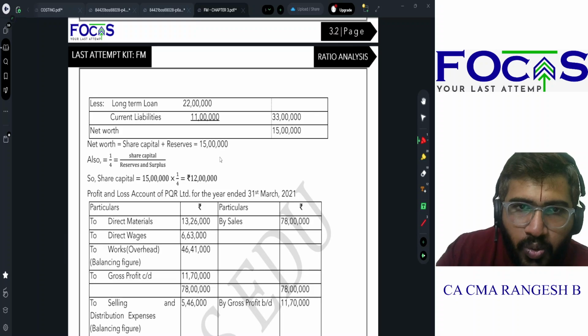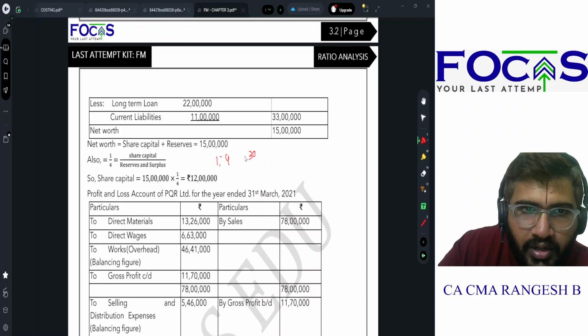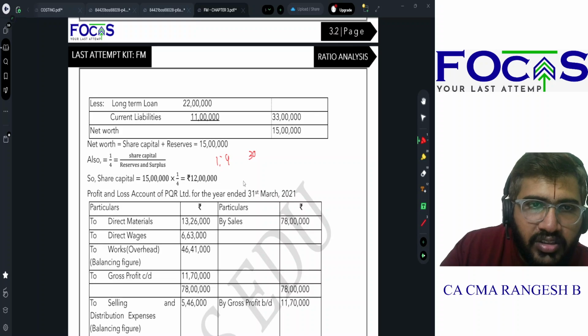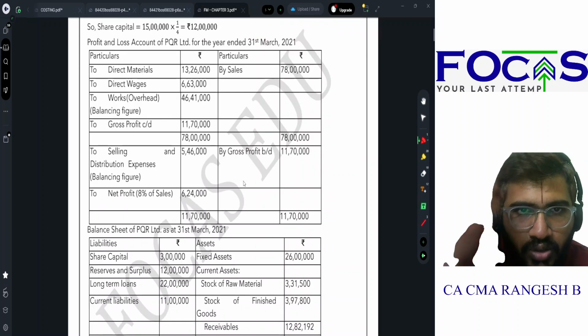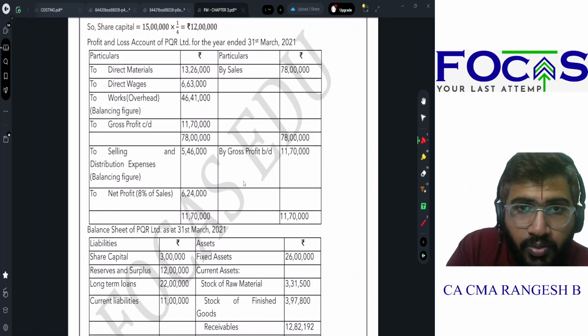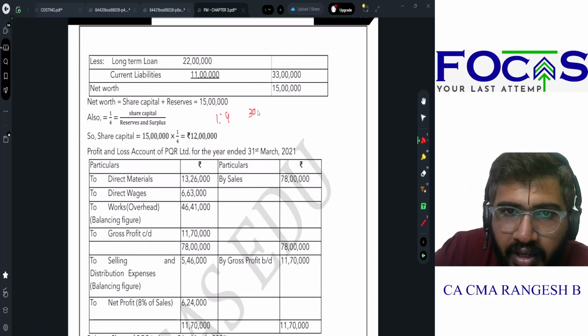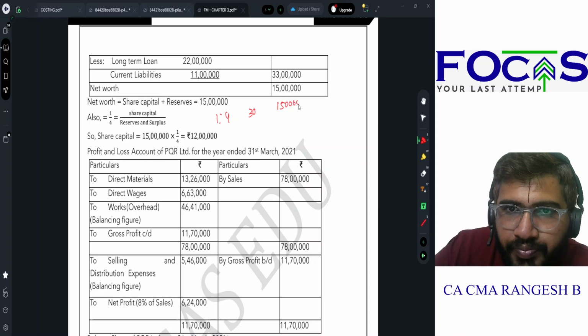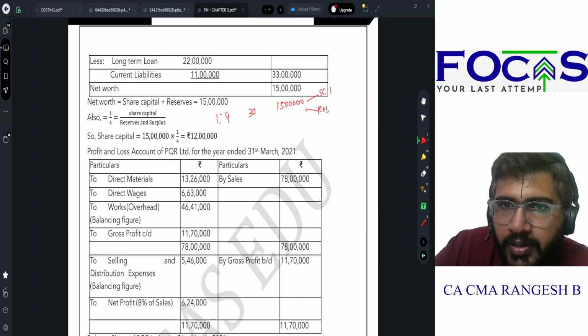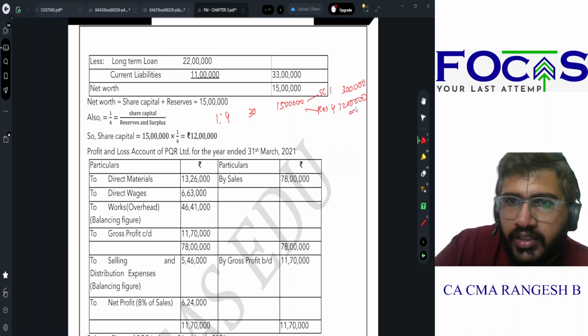The ratio is given as 1:4. So share capital will be 12 lakhs and reserves and surplus will be 3 lakhs. So that is also calculated. Sorry, vice versa. 1:4 means I'll split the 15 lakhs as share capital 1, reserves and surplus 4. So share capital will be 3 lakhs. Reserves and surplus will be 12 lakhs. Now we have all the numbers.